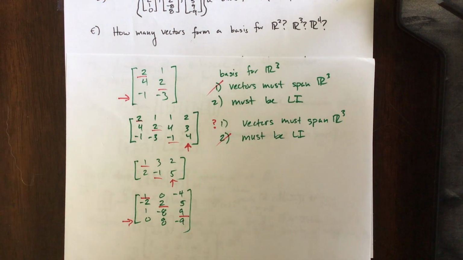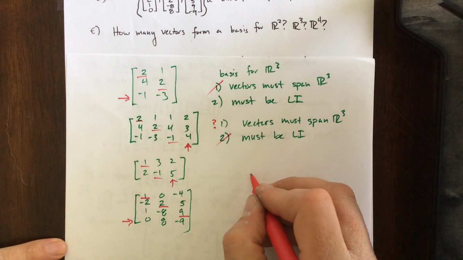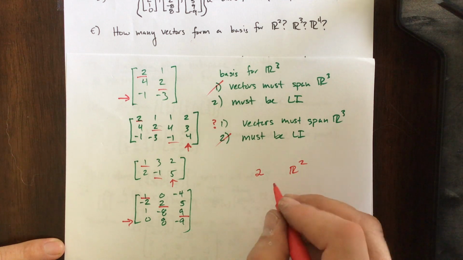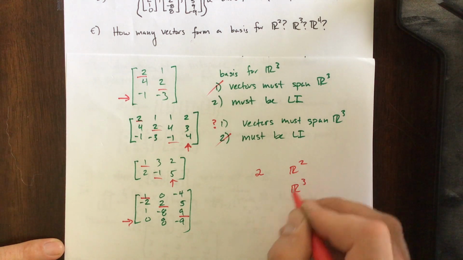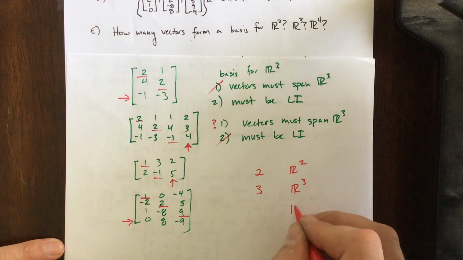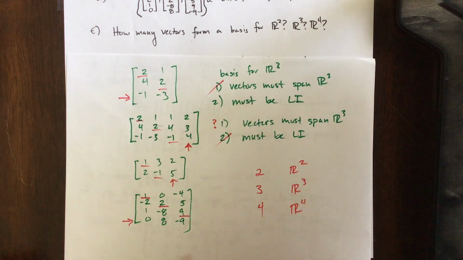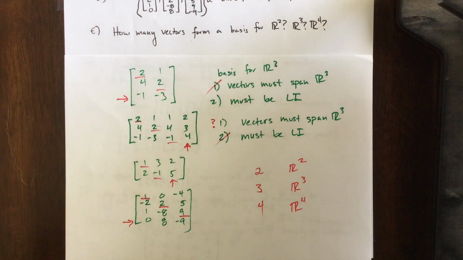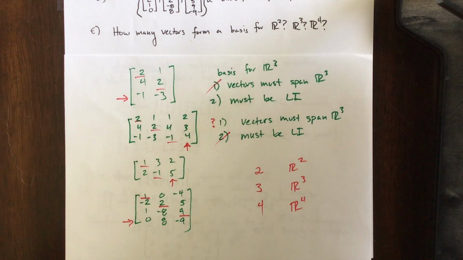So here's the magic question that you've probably already identified by now. How many vectors form a basis for R2? Answer, 2. How many vectors are needed to form a basis for R3? Answer, 3. R4, 4. You got it. So that's the relationship. When you're looking to form a basis for Rn, you're looking to find n linearly independent vectors that span Rn.